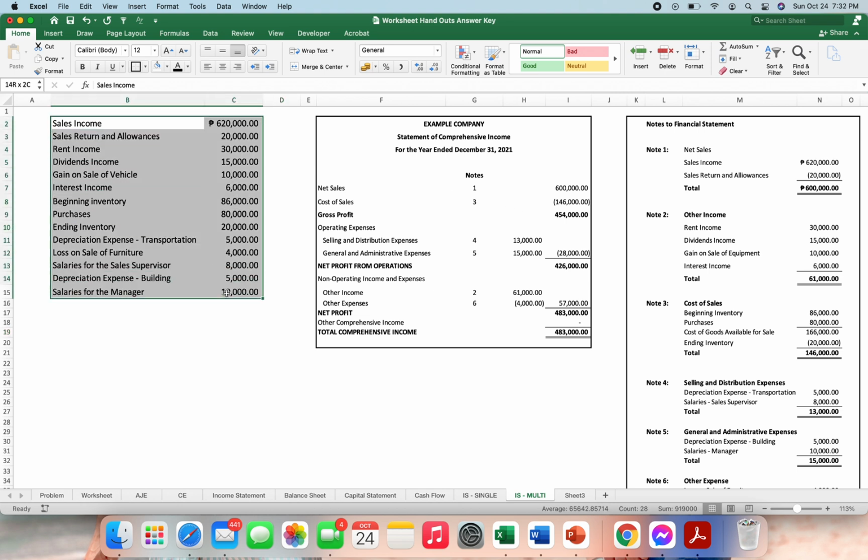So, this the given again. We have sales income, sales return, and allowances. Then, ito yung mga other comprehensive income natin kanina. So, classify ulit natin, no? So, ito, maging composition yan ng net sales.